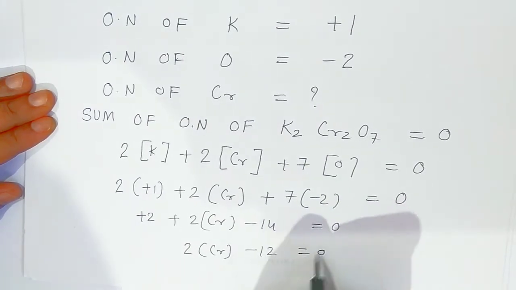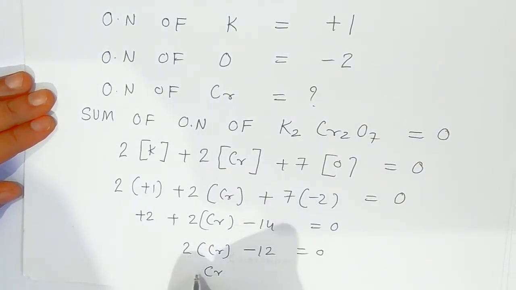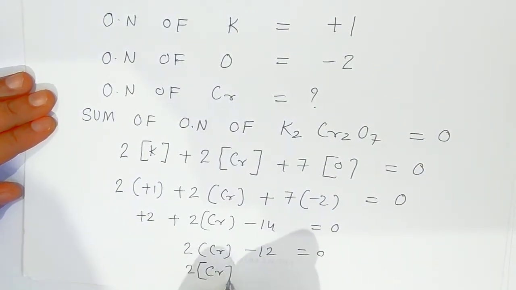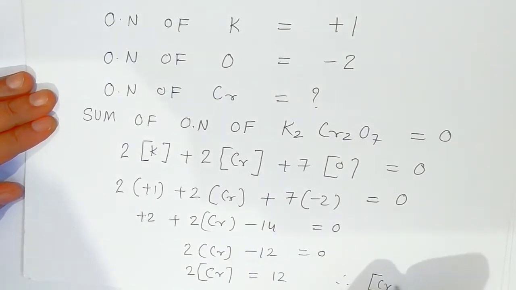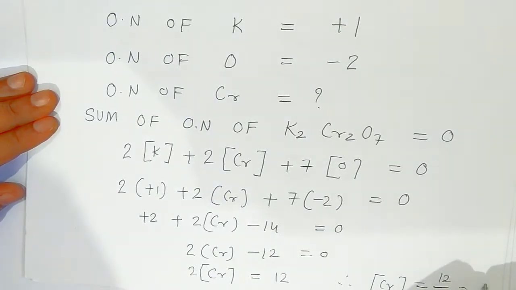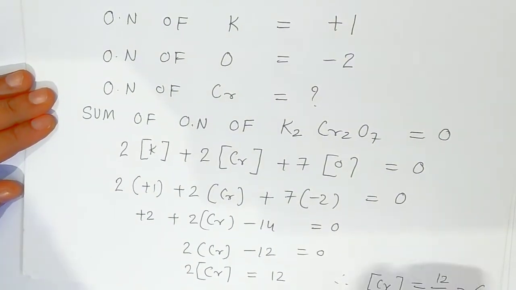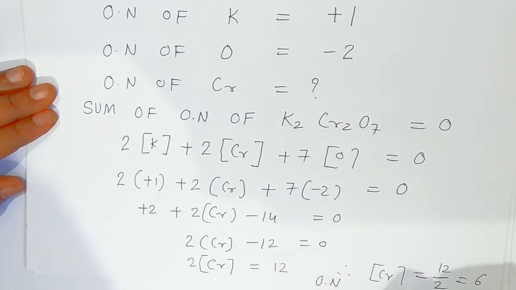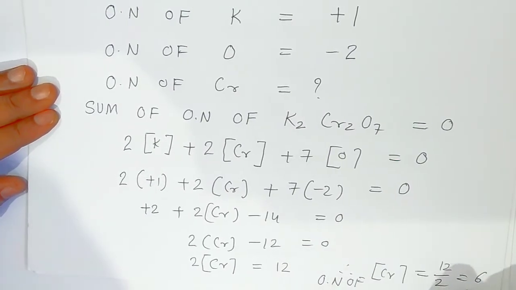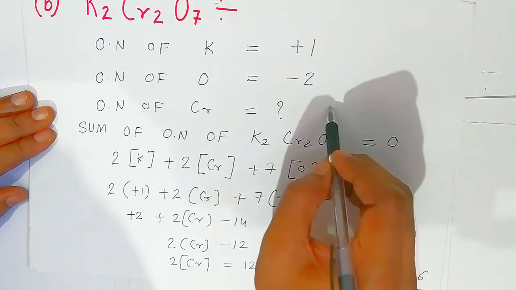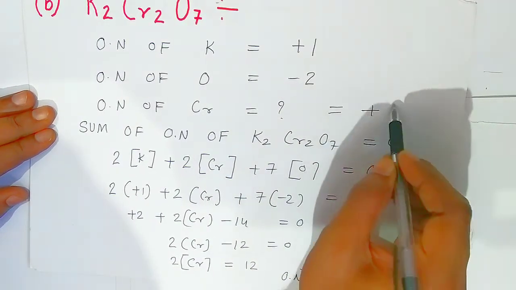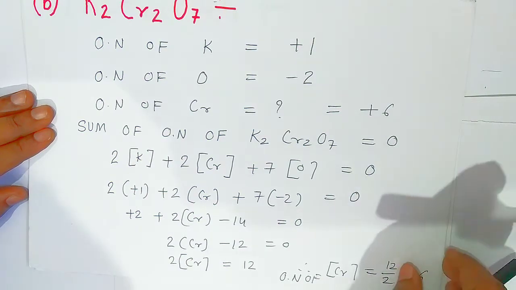-12. Now chromium, students, 2 times chromium equals +12. So therefore 1 times chromium will become 6. 12 divided by 2, that is 6. So the oxidation number of chromium is equal to +6. Okay, so this way we can find out the oxidation number of chromium. Now we got +6, correct? So this way we can calculate the oxidation number.